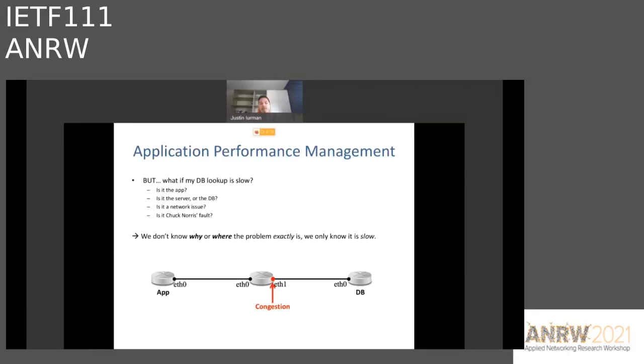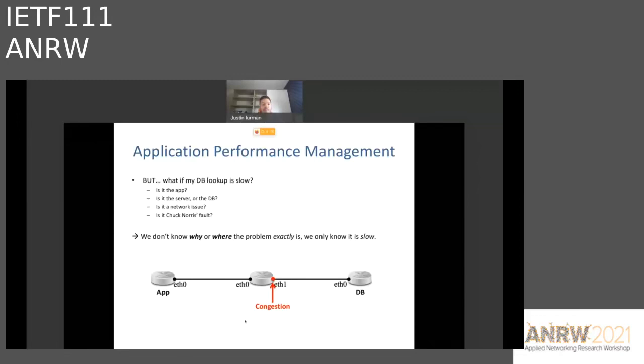So the only thing that you know is what Jaeger tells you. It's that it's slow. That's all. So let's just see a basic simple topology here. So you have the app, the database, and this guy in the middle of the path with a congestion of one of its interfaces. And so Jaeger will just report the slow execution time, right?